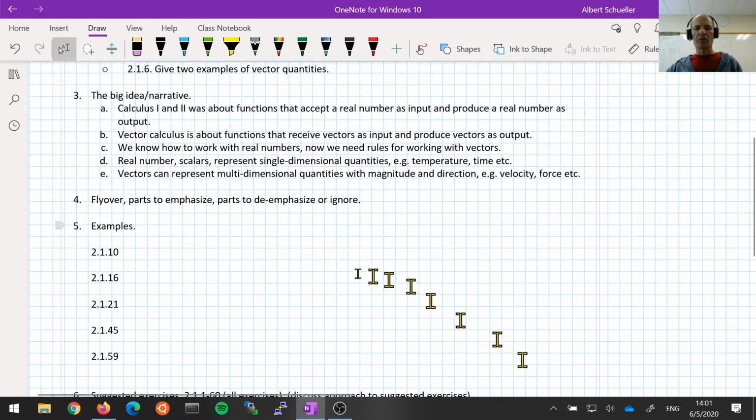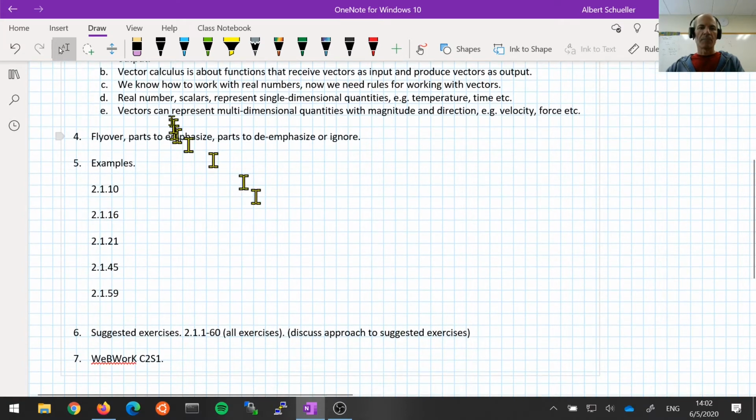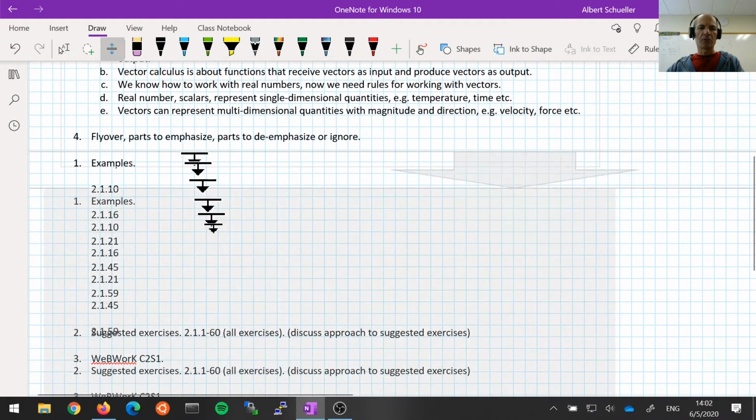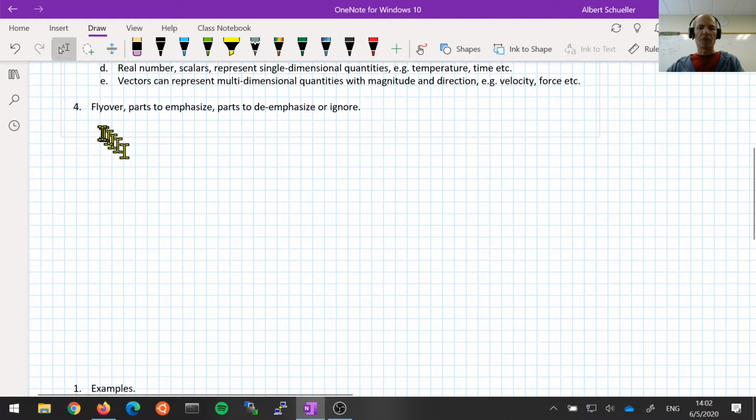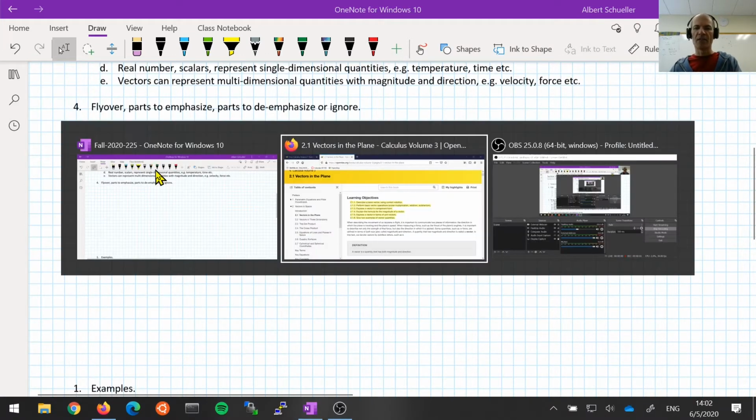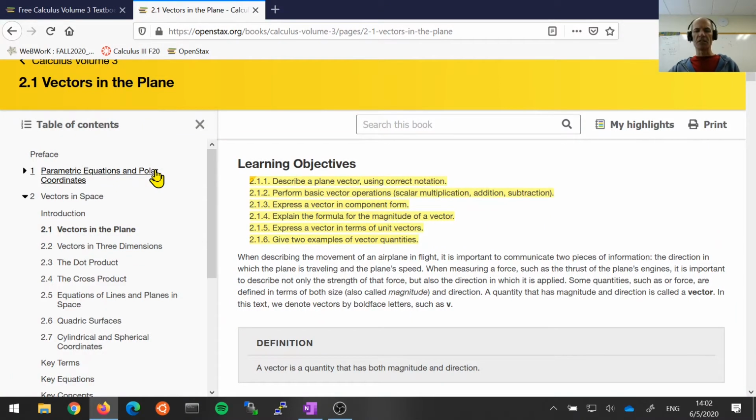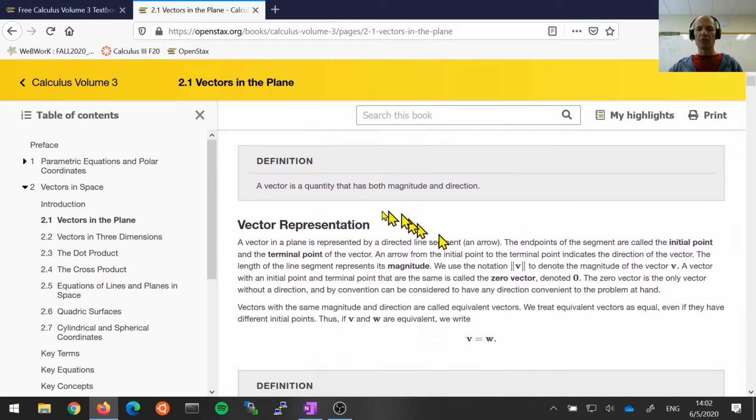Let's jump into the book briefly here and do a bit of a flyover of the section. I want to give you an intuition about vectors as just mathematical objects before we start slapping coordinates on them and thinking about them in terms of the Cartesian plane. So the definition of a vector here: it's a quantity that has both magnitude and direction.